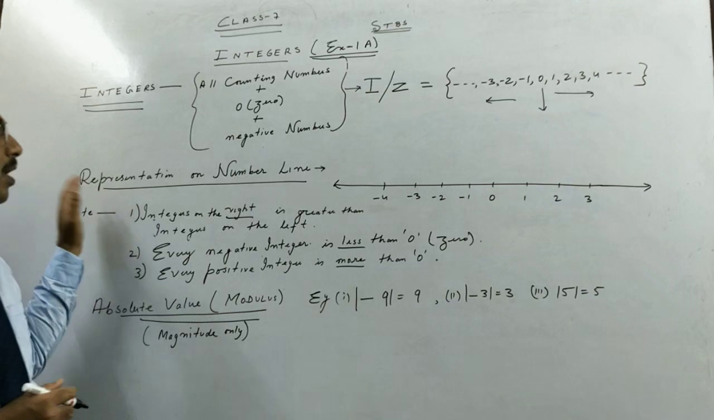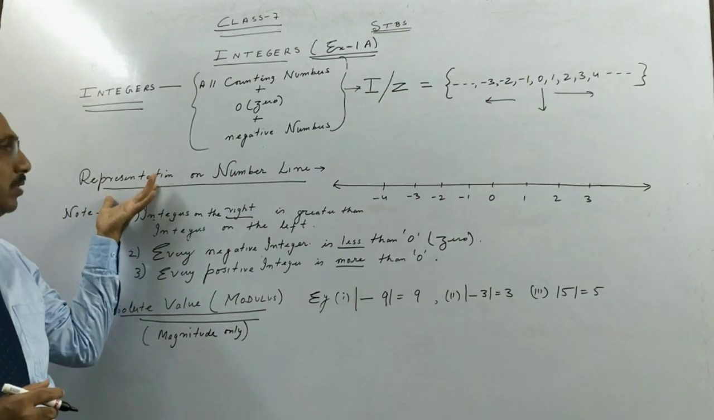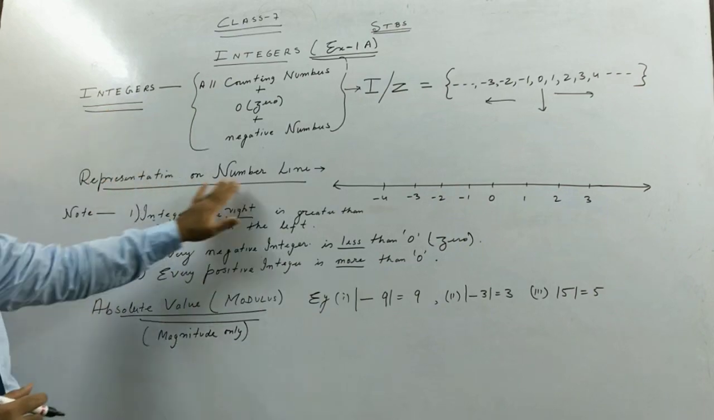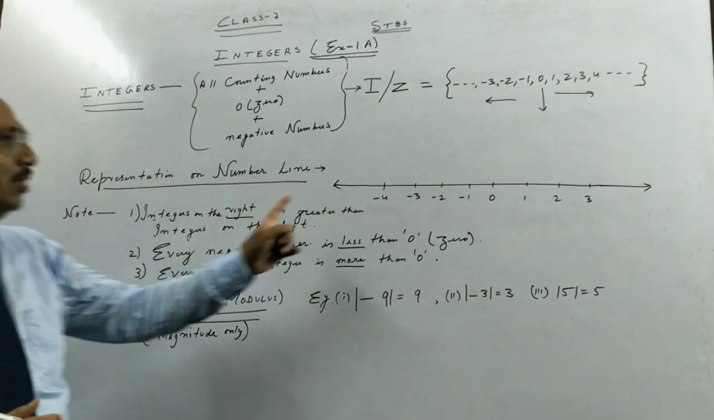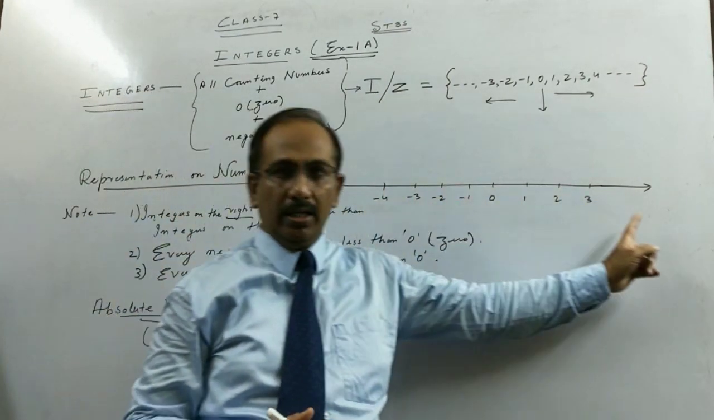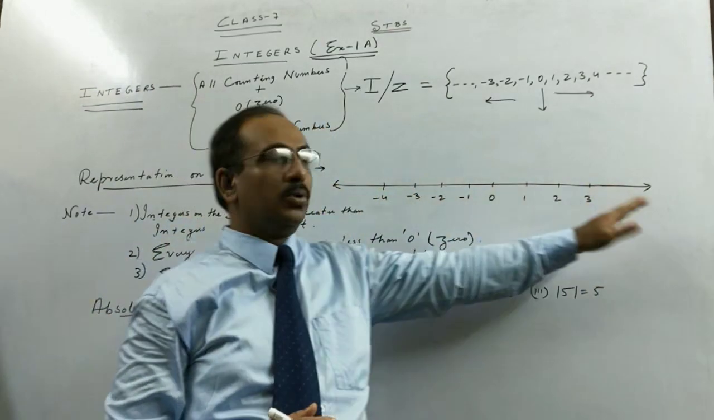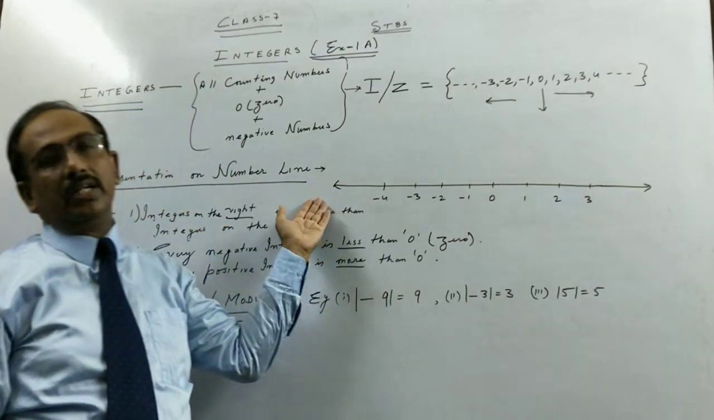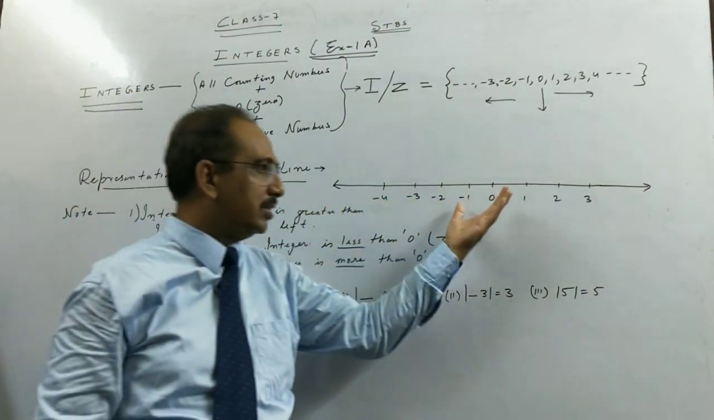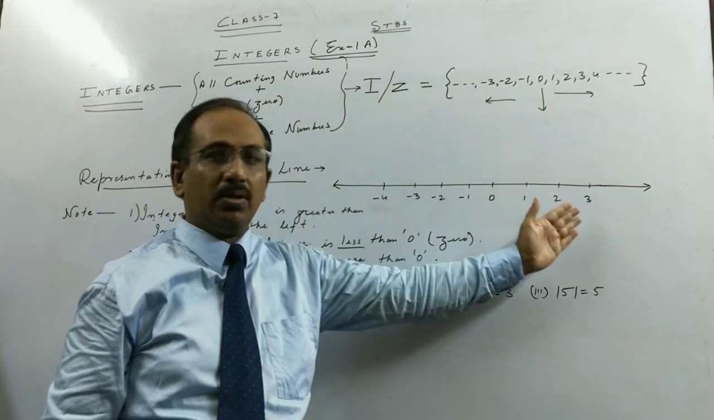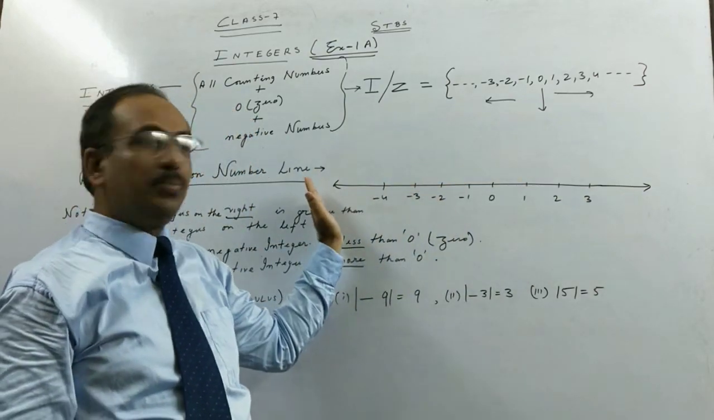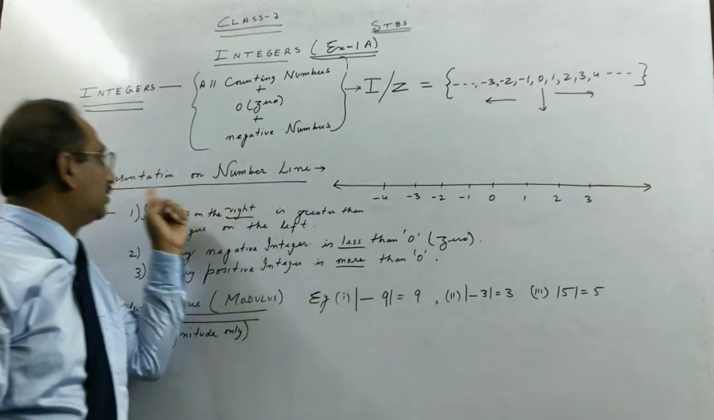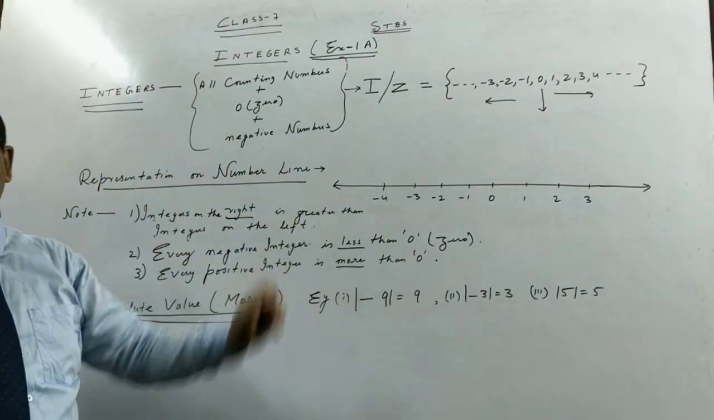Second, we see how we are going to represent these integers on a number line. So what we do, we draw a line, and on this side it goes to positive infinity, this side it goes to negative infinity, and 0. So both sides it goes up to infinity, and this is how we represent integers on a number line.